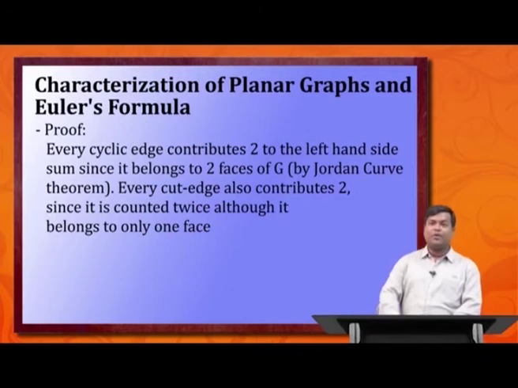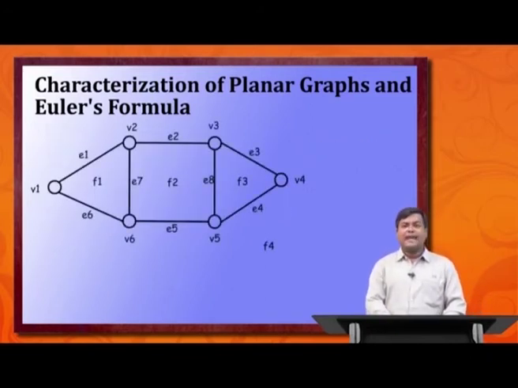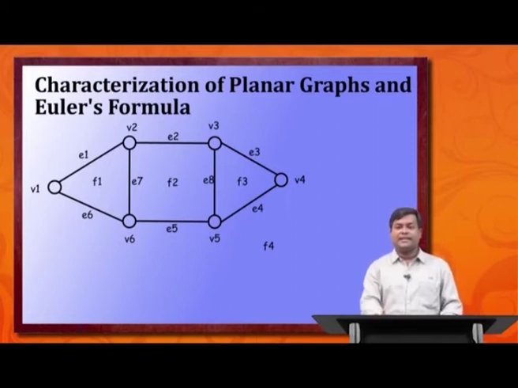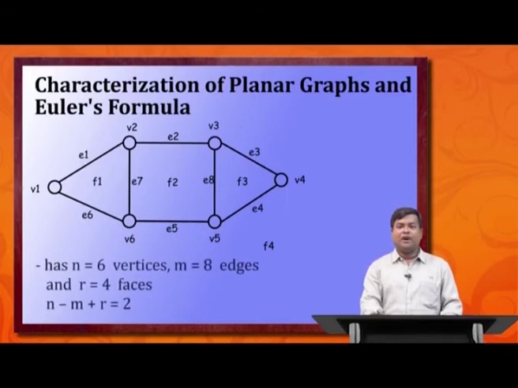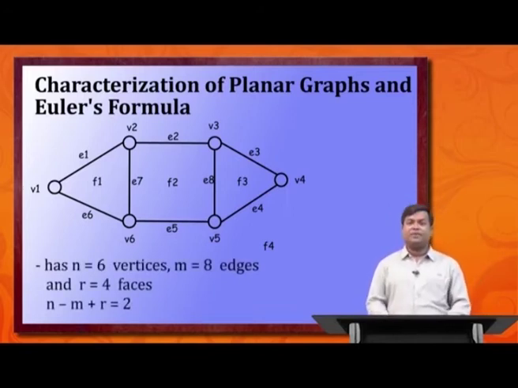Now let's have a few more examples. So let's have a graph G. Now this graph has many vertices, edges and faces. What we found is it has n equals 6 vertices, v1 to v6, m is 8 edges, e1 to e8, and r is 4 faces, f1, f2, f3, and the exterior region f4. Now if we check this formula, n minus m plus r, 6 minus 8 plus 4, this will give us 2.